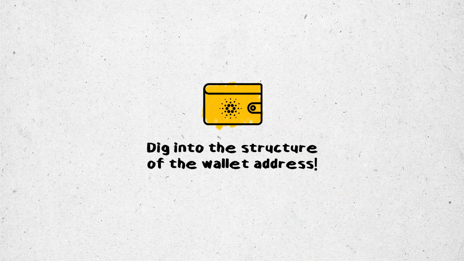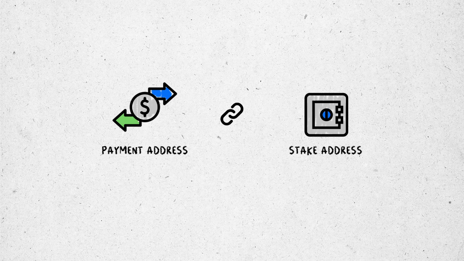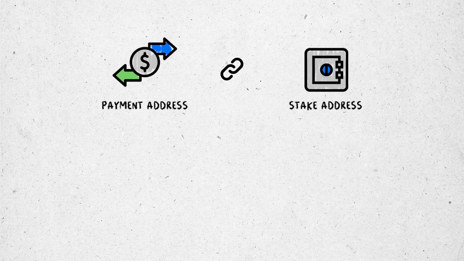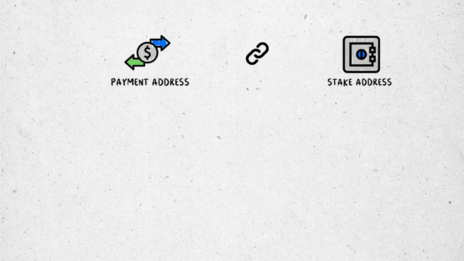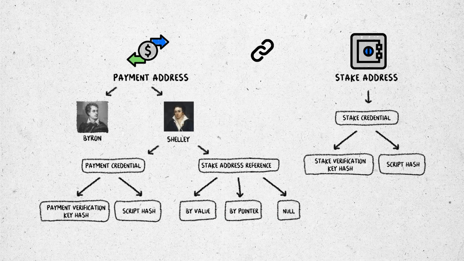Now let's dig into the structure of the wallet address. The payment address and delegation address are closely related to each other. This relationship originates from the fact that both addresses are derived from the same seed phrase. In other words, they are both encoded from the 12 or 24 secret keywords of each wallet. On the other hand, they both contain basic information about the wallet owner. However, the payment address contains more structures.